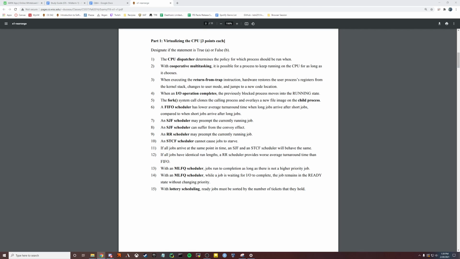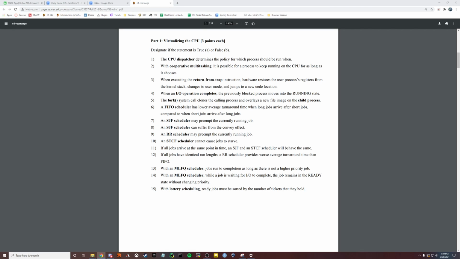With an MLFQ scheduler, jobs run to completion as long as there's not a higher priority job. False. Multiple jobs at the same priority level will be scheduled round robin. I think we said true for this one. No, I think we said false. Someone else chimed in and pointed out that they did round robin, and I think we changed. Yeah, this is the one that I missed.